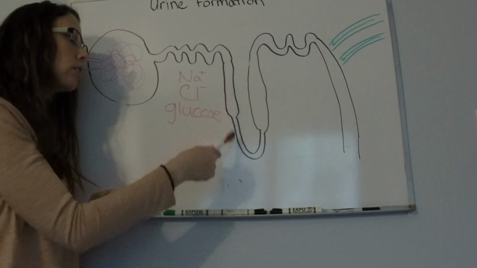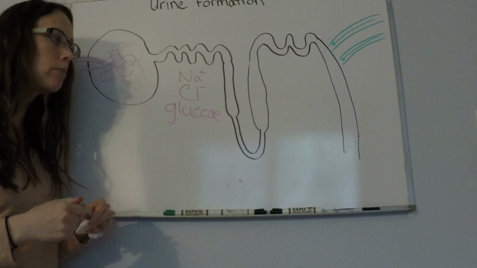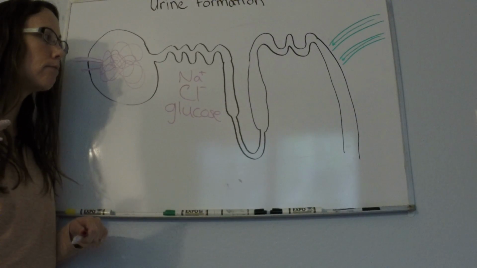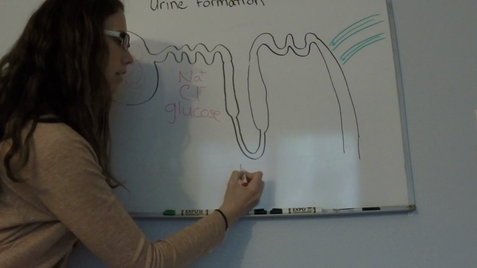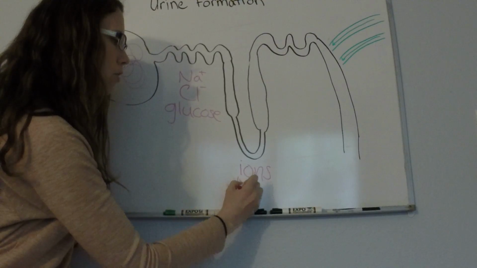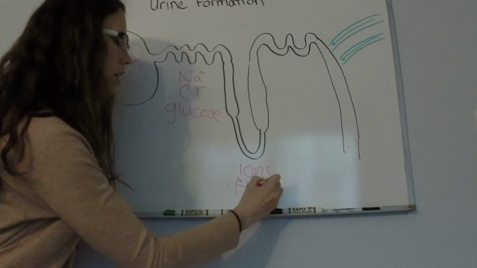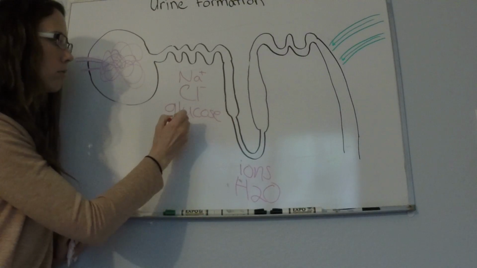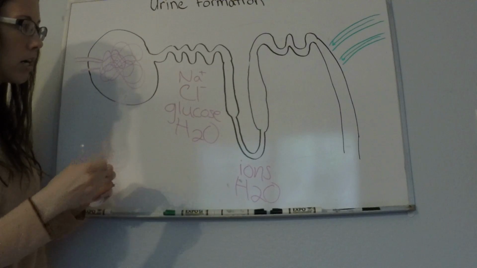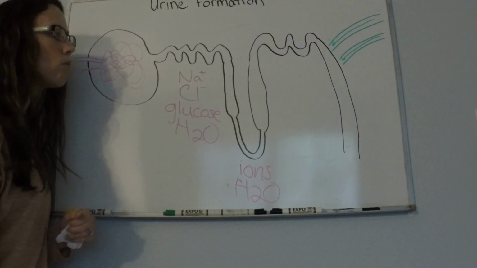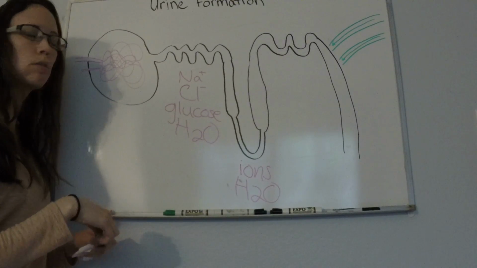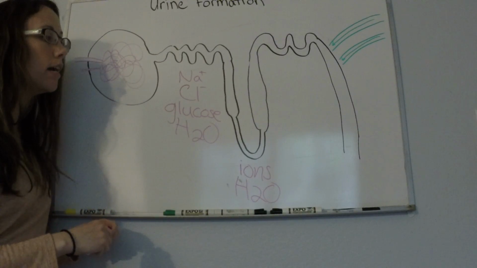Our nephron loop, there's not quite as much reabsorption going on, but we do have more reabsorption. The main thing we have being reabsorbed in our nephron loop is our ions. So our sodium, our chloride, and we have our water, our H2O. We've got lots of water going on over here. Our distal convoluted tubule, we have our DCT. We have, again, more ions, the sodium chloride, and more water.